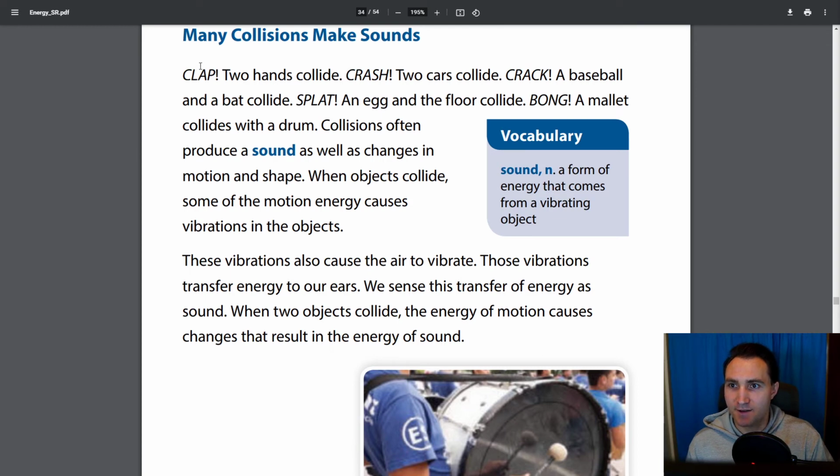Okay, let's keep calling on the triplets. Tasha, what does this section say? Many collisions make sounds. Thanks.